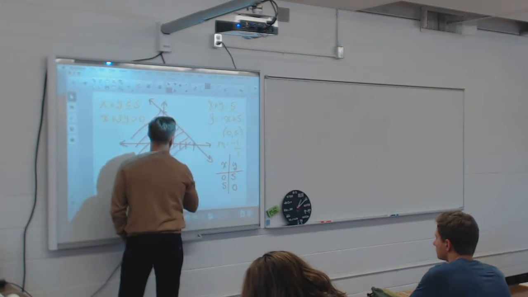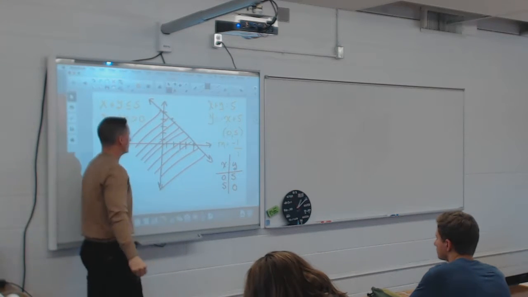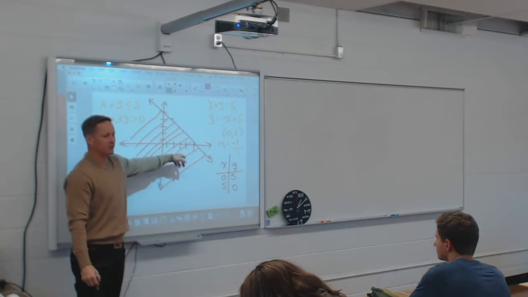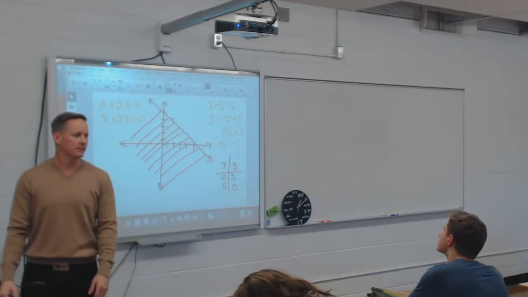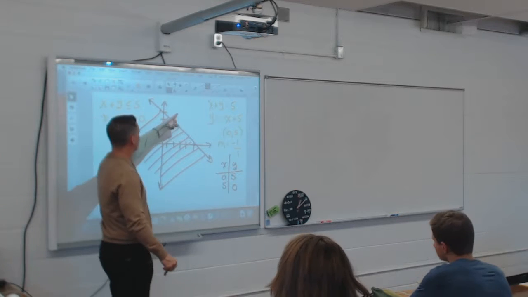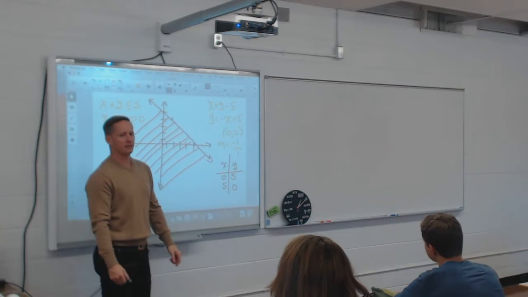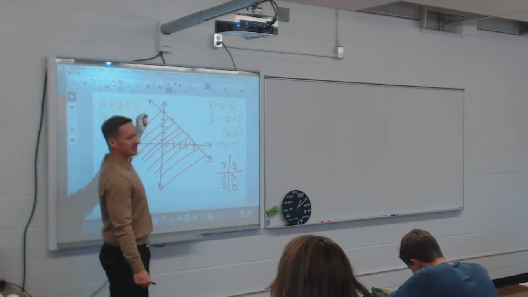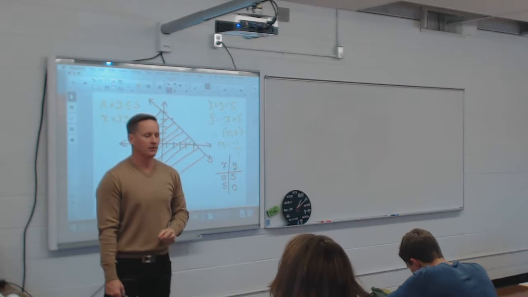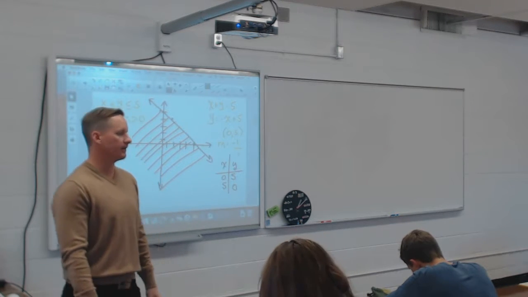Now if you're not sure, you go ahead again and you pick another coordinate. Maybe even pick one up here. Pick 5 and 5, let's say. 5 plus 5 is 10. Is 10 less than or equal to 5? No, then it shouldn't be in my shaded region, should it?